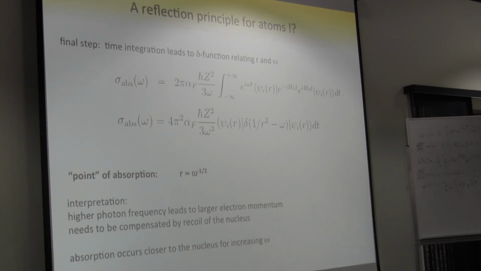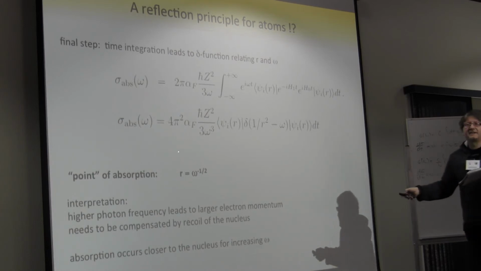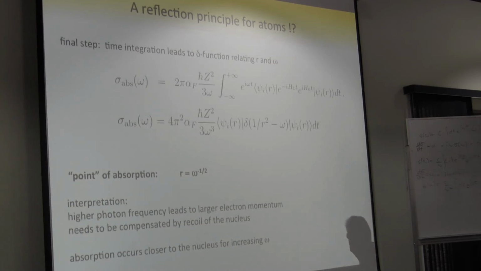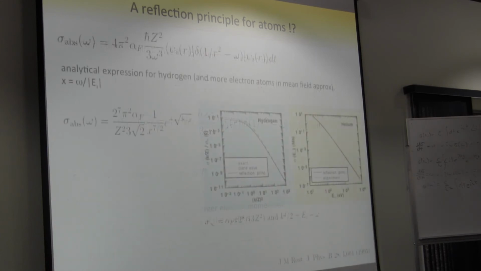Of course, you see only your electron coming out. The nucleus is so heavy that you don't realize that. And this relation tells you exactly what amount of recoil you have to get by your nucleus to compensate the photon electron momentum. And that means higher photon frequency leads to larger electron momentum. Of course, your electron goes out faster. And that means you have to absorb more closely to the nucleus to get a larger recoil. And that's exactly what this formula means.